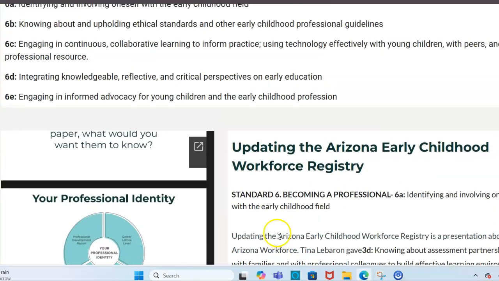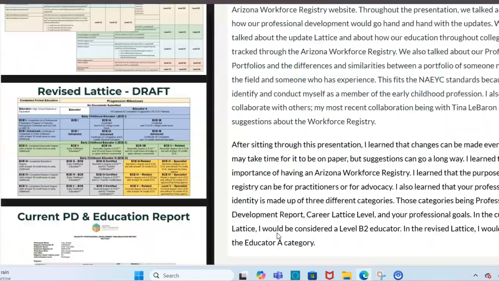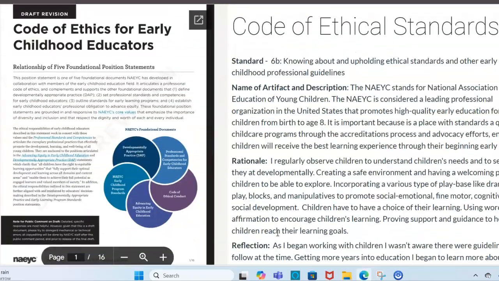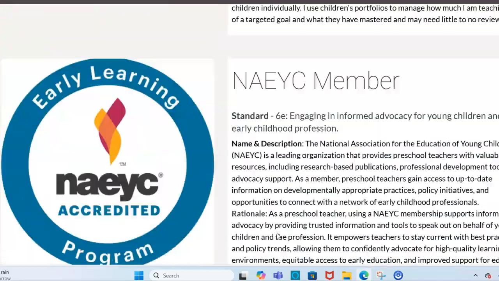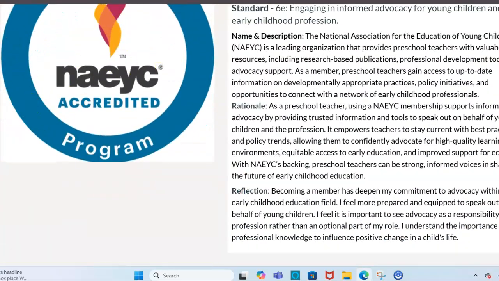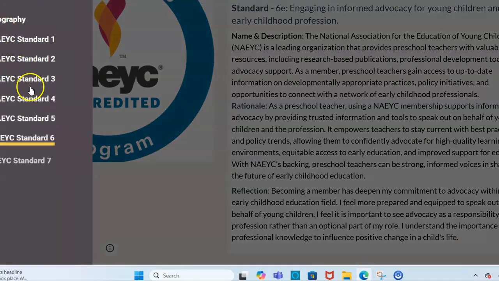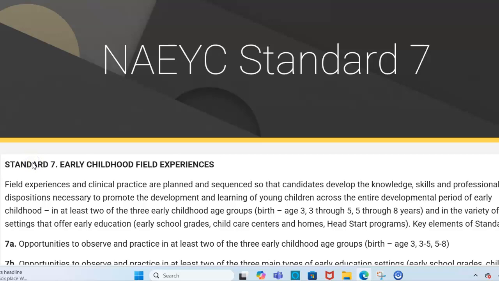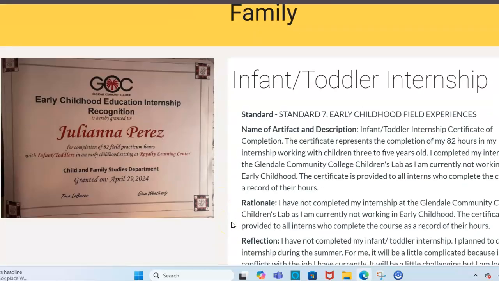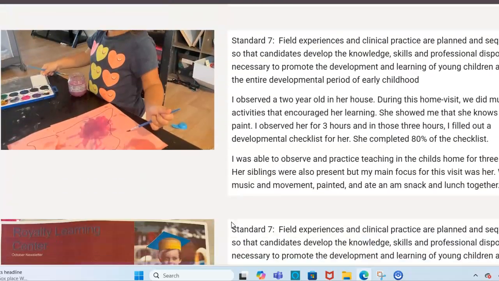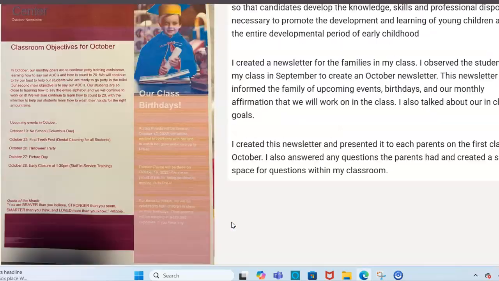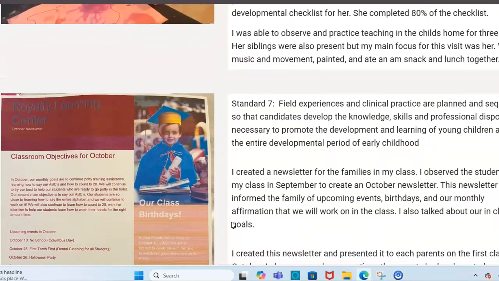Becoming a professional. You should have 5 areas, so that's your first. This is your second, your third, fourth, and fifth. And then last but certainly not least is just your internship experiences. There's your infant toddler. And you went above and beyond because you started adding additional ones.